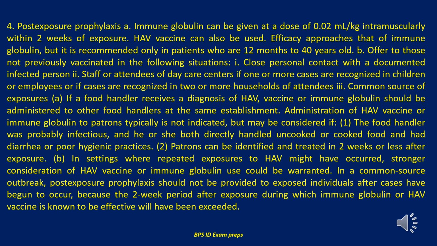B. In settings where repeated exposures to HAV might have occurred, stronger consideration of HAV vaccine or immune globulin use could be warranted. In a common source outbreak, post-exposure prophylaxis should not be provided to exposed individuals after cases have begun to occur, because the 2-week period after exposure during which immune globulin or HAV vaccine is known to be effective will have been exceeded.